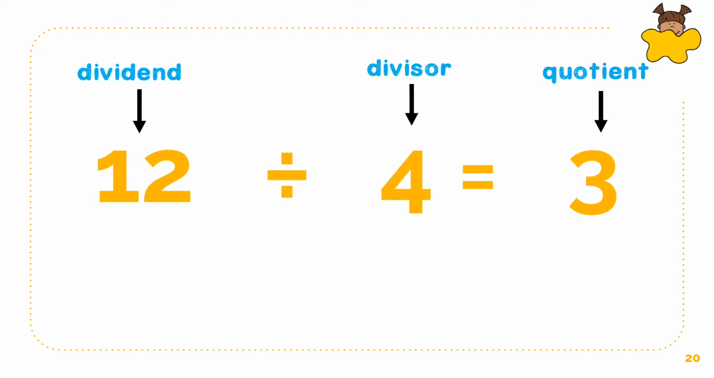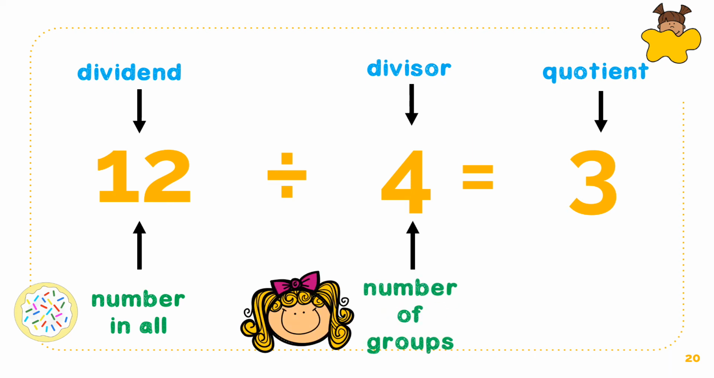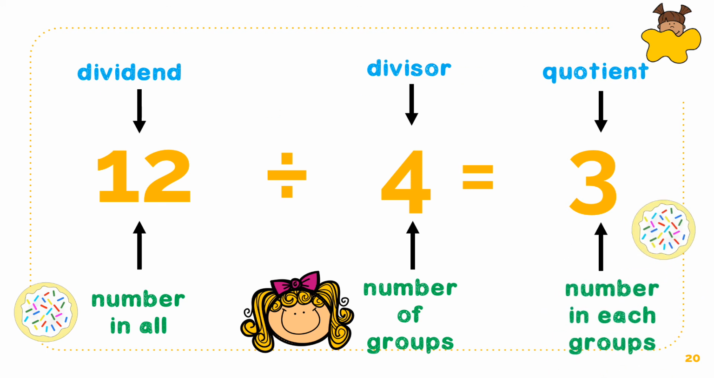We are now going to look at the division sentence for this problem. 12 divided by 4 equals 3. The first number represents the number of cookies that Mariah baked. She baked a dozen or 12 cookies. The next number represents the number of groups. In this case, it's the number of friends who were sharing the cookies. The last number is the answer. This one tells me how many cookies each friend received.